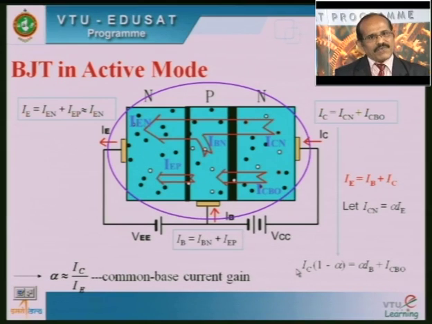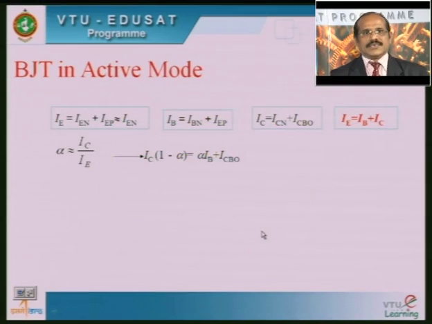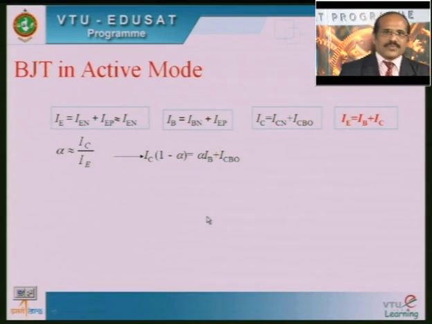Where alpha is defined as the ratio of the collector current to the emitter current, and it is also called the common base current gain, because this base terminal is common with reference to the emitter terminal as well as the collector terminal here.